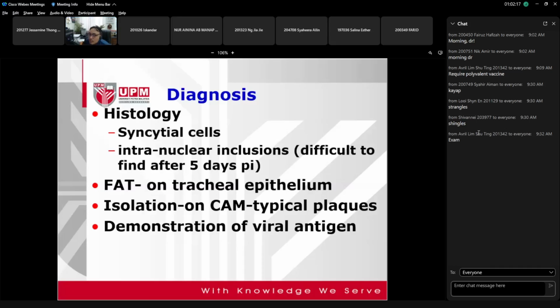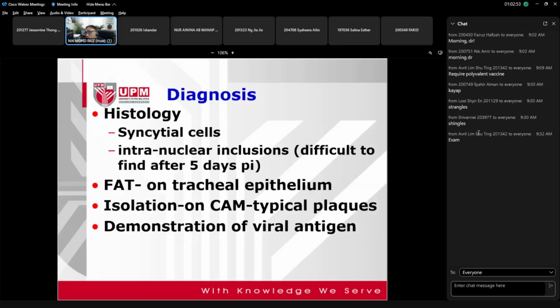But inclusion bodies in chickens infected with ILT, you only expect to see within 5 days post-infection. After 5 days, they have been cleared by the immune system, and then the inclusion bodies tak nampak lah. So if you go to the farm a bit late and you take histology and see no inclusion bodies, it doesn't mean they don't have ILT. It's just that you may not see inclusion bodies because it's already a bit late.